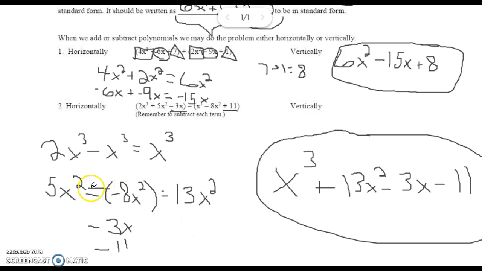Here you're doing a keep change, right? Two wrongs make a right in math class. Subtracting negative 8x squared, I get 13x squared. Negative 3x has got nothing to combine with, so it's just going to hang out. Negative 11, because we have minus 11. It's got nothing to combine with. It's just going to hang out. So we end up with this as our final answer in standard form.